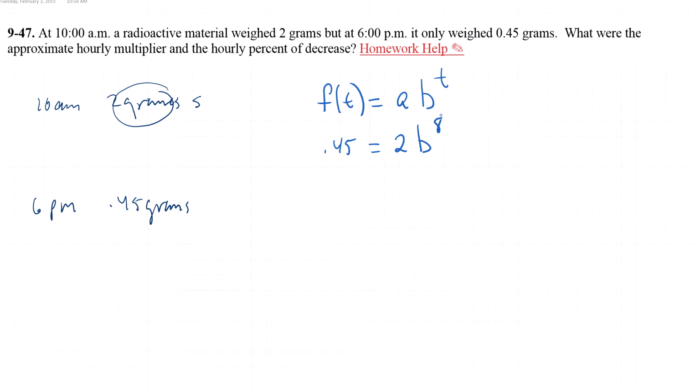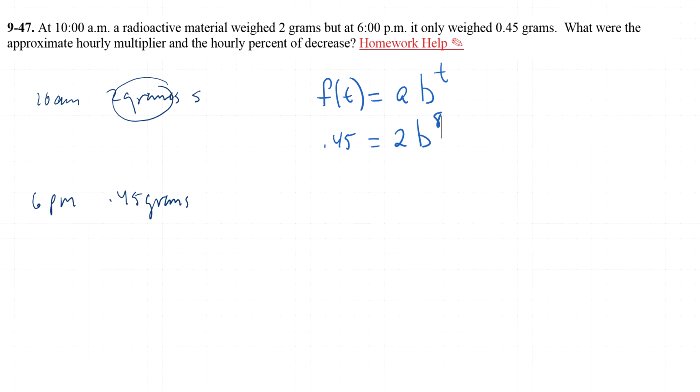Now, this problem is kind of out of sequence because we haven't talked about fractional exponents. So I suspect many of you probably couldn't do this problem. You probably could set it up, but what we want to do is solve for B, and so we have to isolate it. So you divide by 2 and you divide by 2, and so then you get 0.225 equals B to the 8th.